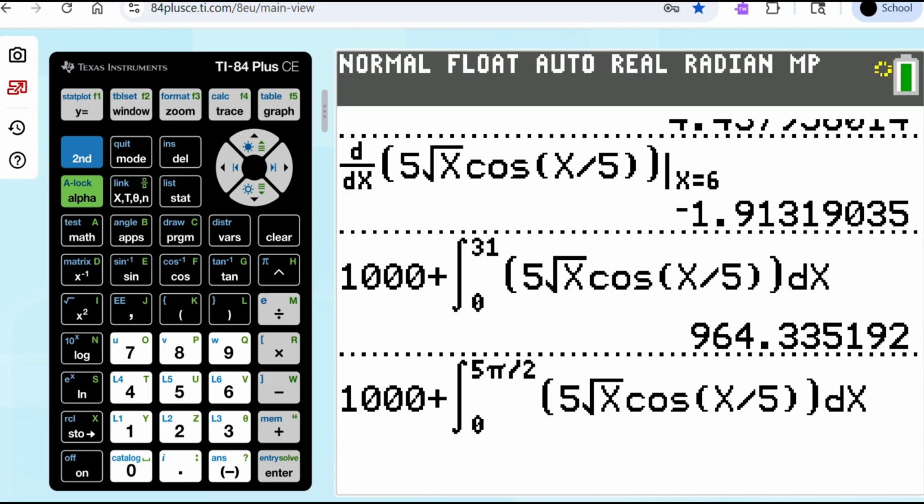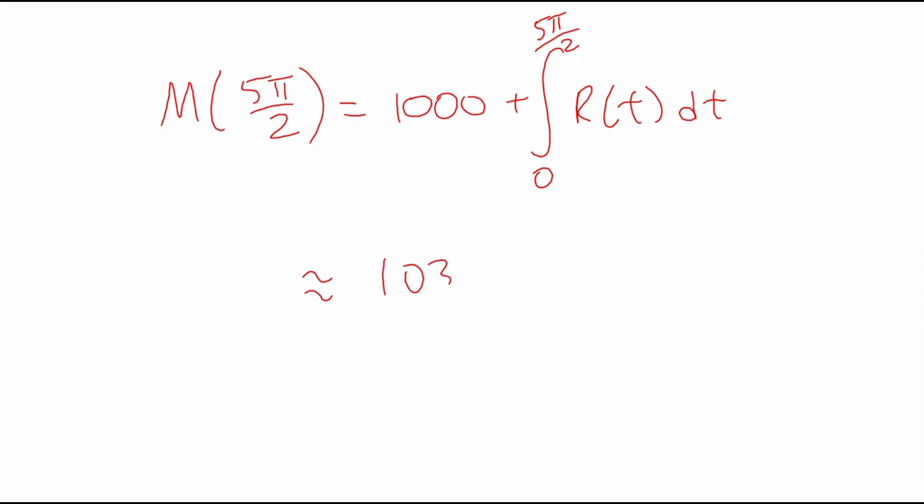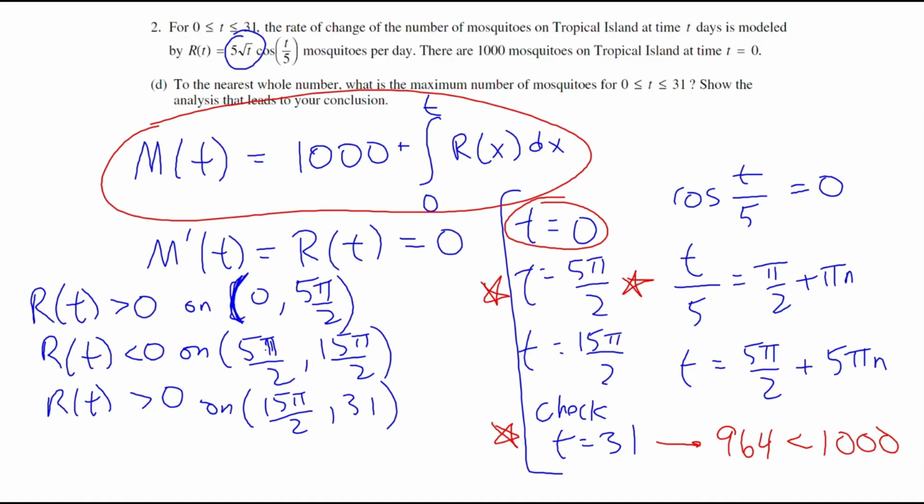And now we can evaluate that, and we get 1,039.357, which we can see is bigger than the 1,000 and bigger than that other place where we had the maximum. So our maximum is 1,039, and it occurred at 5 pi over 2. We got 4 points for that part.